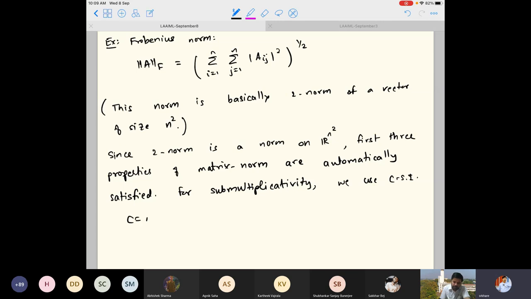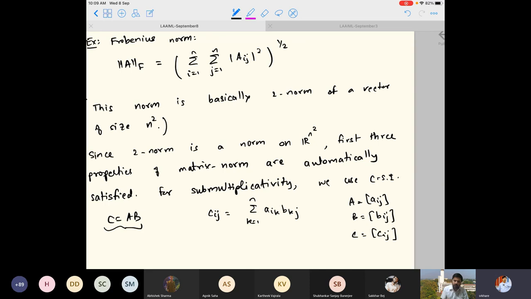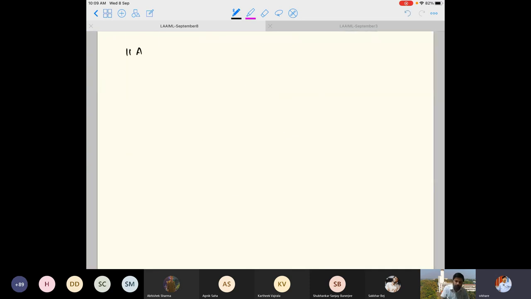So let us say C is equal to AB, the product. Then Cij is actually summation k from 1 to n, Aik Bkj, right? Where A is actually Aij, B is actually Bij, and C is actually Cij. Right, so this is how I denote the matrices, and then what will happen? This is the Cij entry, and I'm interested in looking at norm of this product AB, right? Frobenius norm. So I start with Frobenius norm of AB square, which is nothing but Frobenius norm of C square.